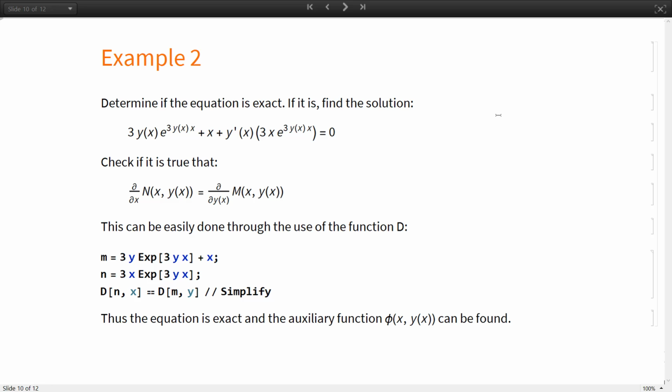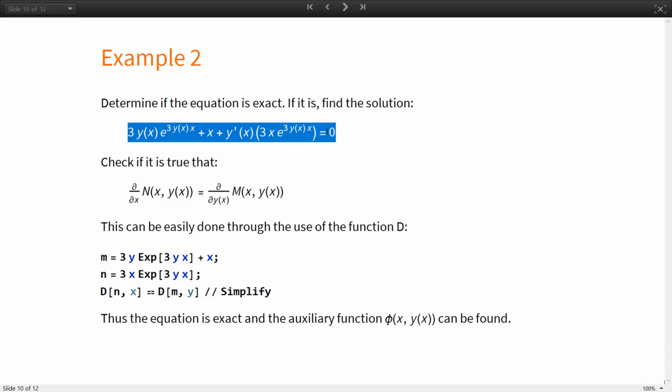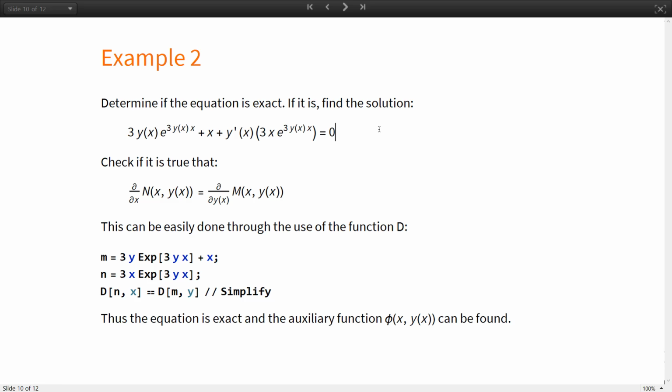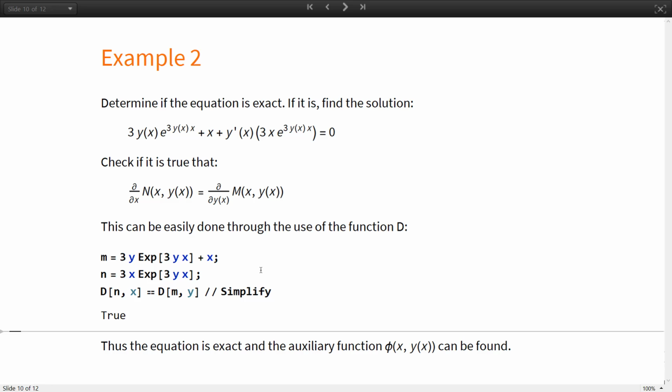Let's determine now if this differential equation is exact and find the solution if it is exact. Like in the previous examples, we can check if this equation is exact by checking the differential relation between the n and the m functions. First, define the n function as the term multiplying the derivative term, and the m function as the other terms. Then, we can check the differential relation by using the D function. As can be seen, the differential relations are satisfied, so the differential equation is exact and we can proceed with finding the solution.